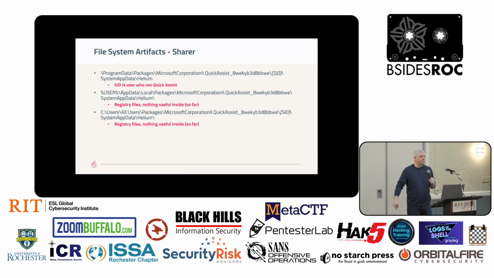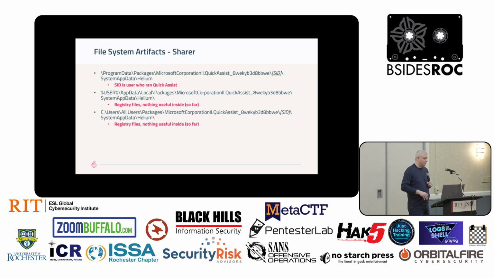What about file artifacts? Well, on the sharer side, there are actually a number of file artifacts that get created, and so far, this has been for both the System32 and the Microsoft Store version. First off, in ProgramData, Packages, the Quick Assist directory, SID, the user SID, SystemAppData, Helium, you're going to have some files dropped in there, or at least that directory is created. The SID in the directory structure is the user who ran Quick Assist on that computer. So you now have the SID of the user.